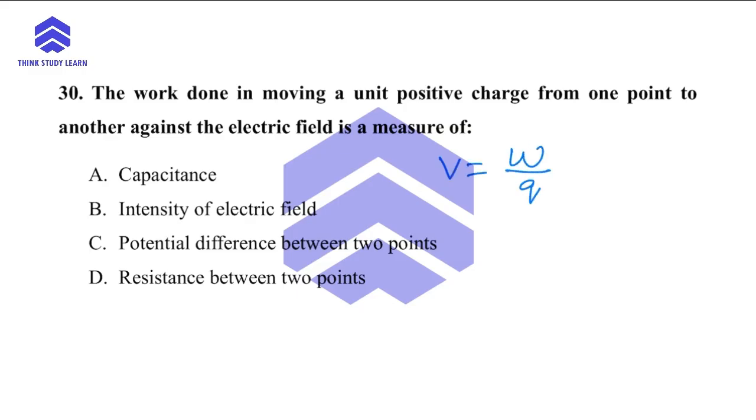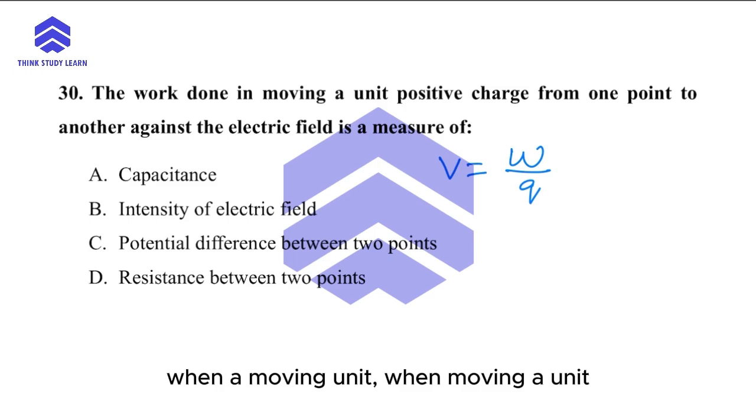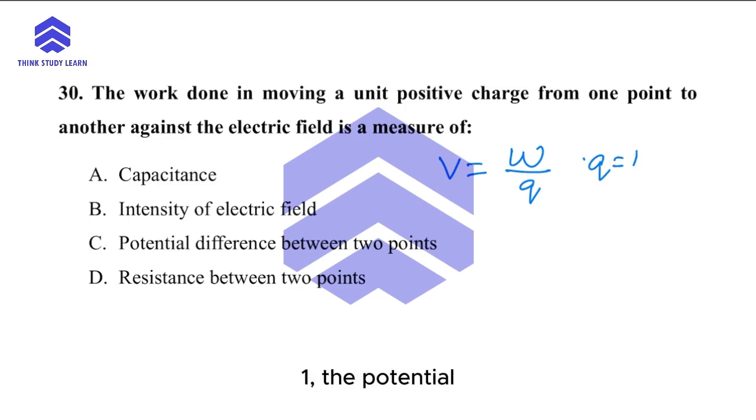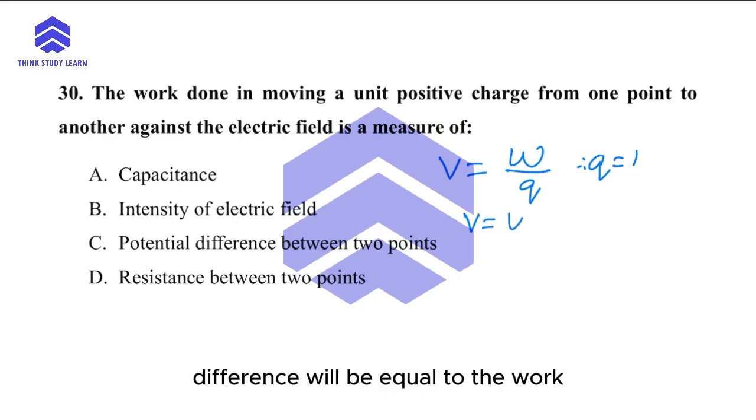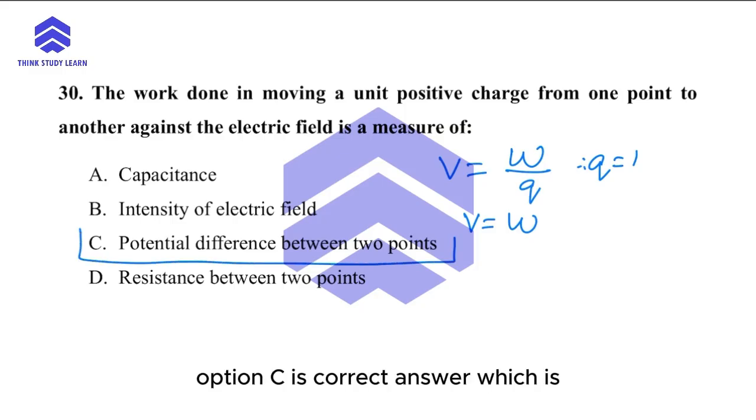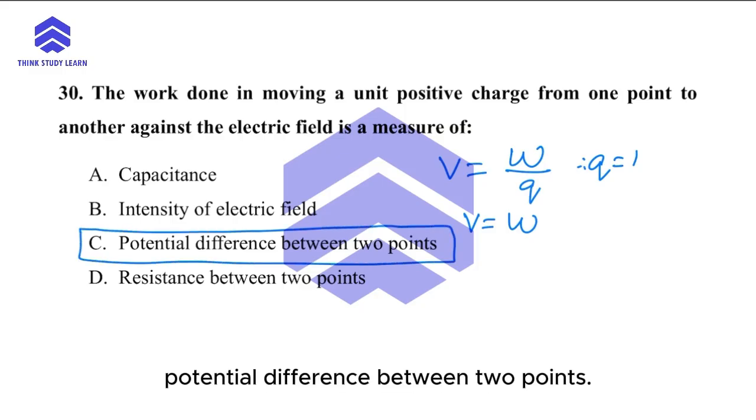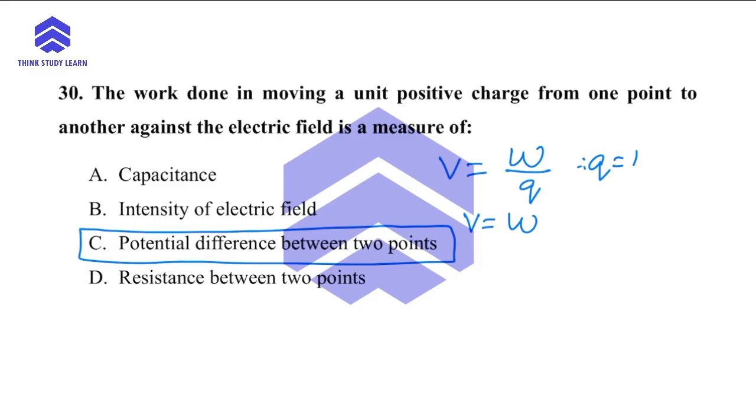When moving a unit positive charge, the charge is equal to 1. The potential difference will be equal to the work done. Therefore, we can say that option C is the correct answer, which is potential difference between 2 points.